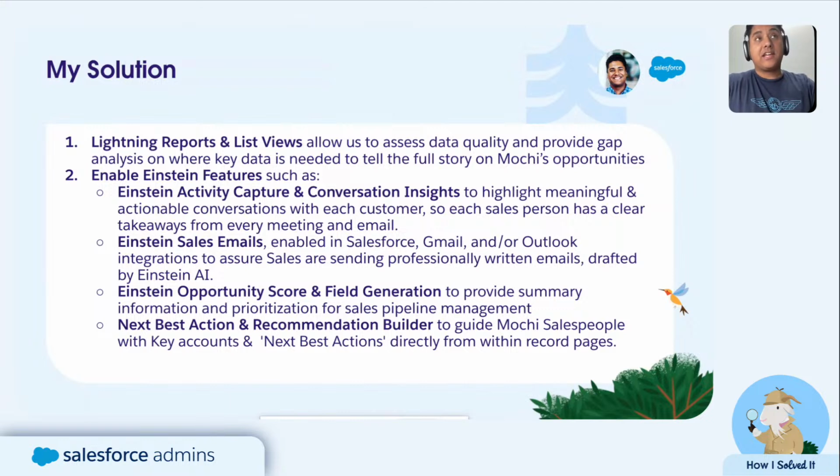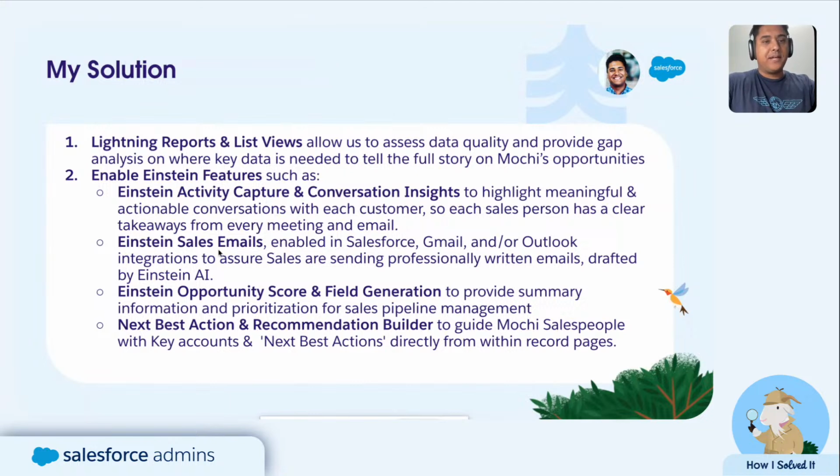And we also wanted to take a look at some of the other Einstein features that we were lucky and fortunate enough that the Mochi team had access to. They're not available in every single org, but we're going to take a look at things like opportunity scoring, field generation, and Einstein next best actions and recommendation builders so that we can guide Mochi salespeople that when they're working on these neglected opportunities, they can really get the most out of it and work to close their opportunities.